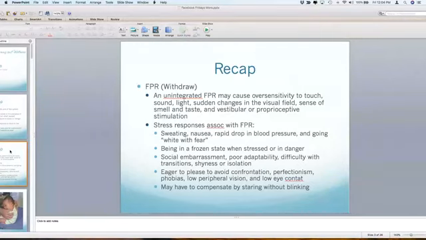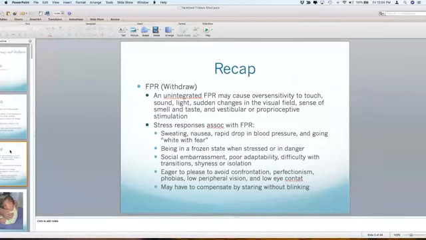In a frozen state when stressed or angry, and like I think I said last week, I just imagine myself if I could run and make a thoughtful getaway decision. Other signs are social embarrassment, poor adaptability, difficulty with transitions, shyness, or isolation. And this can be very extreme, or everybody might be somewhat shy in certain circumstances, but it's when it gets to be a little bit more extreme.